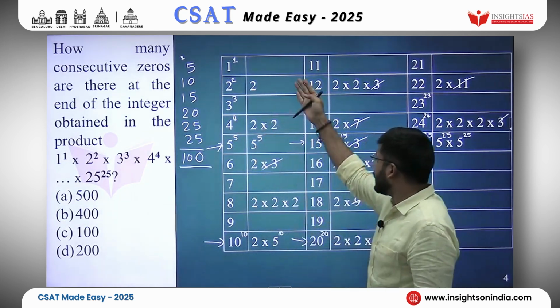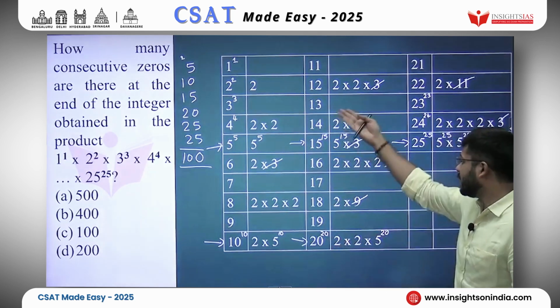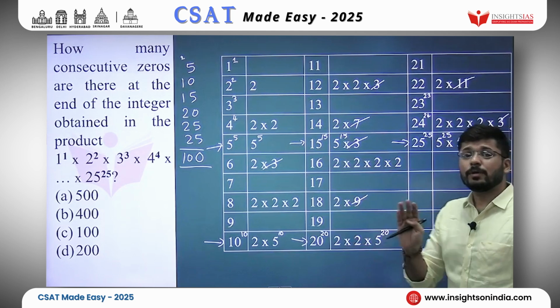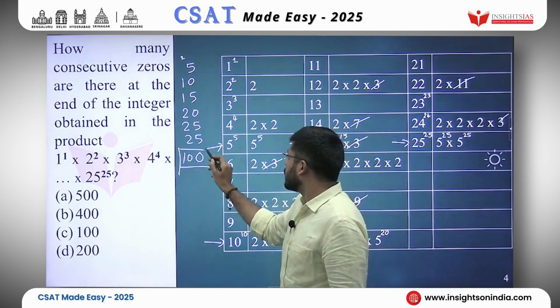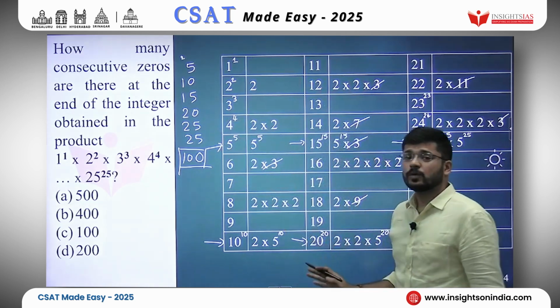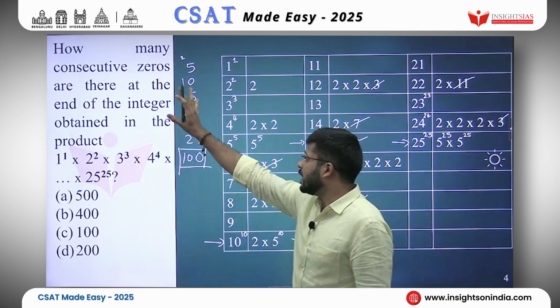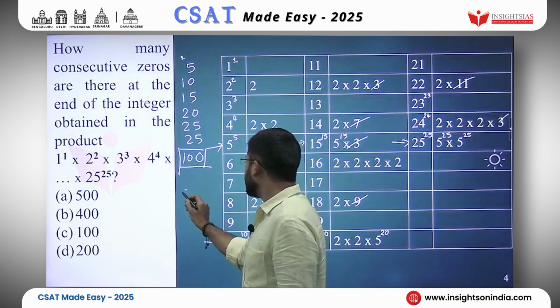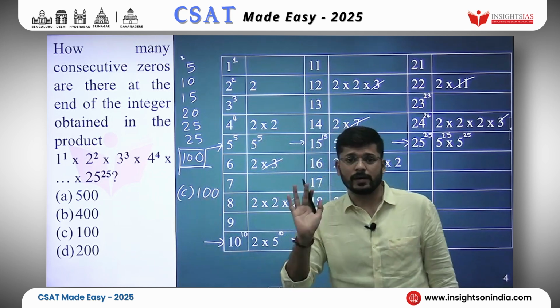So you may count the number of 2s. As a homework you may take it, count all the number of 2s, they will be greater than the number of 5s. We have 100 5s here, so we will have 100 zeros at the end of this product. So what will our answer be? Our answer will be option C, 100.